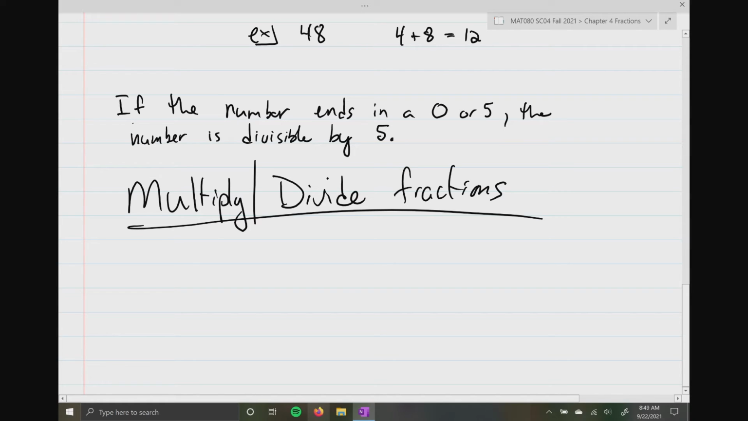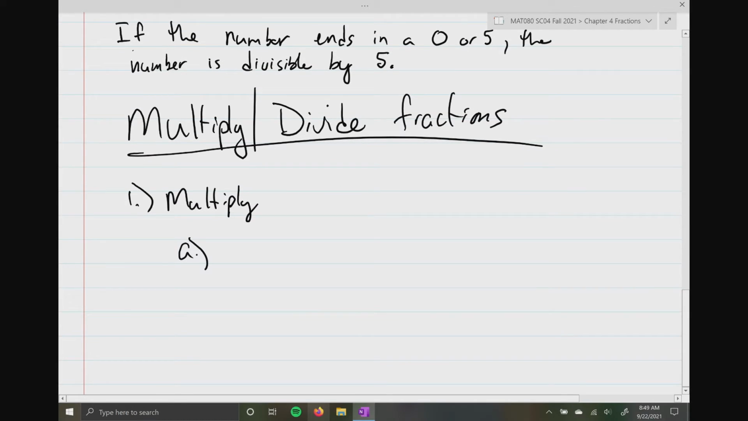Now we're going to learn how to multiply or divide fractions. Adding and subtracting fractions is actually more difficult, so we teach that second. All right? So the first thing I'm going to do is just focus on multiplying. And here's how you do it.